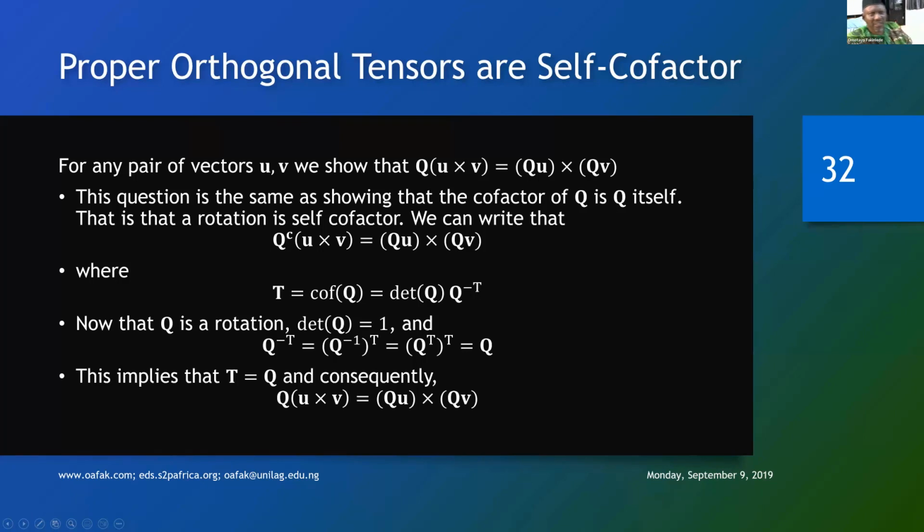So let us see one other interesting thing about orthogonal tensors. Another interesting thing about orthogonal tensors is that they are self-cofactor. If you are looking for the cofactor of an orthogonal tensor, its cofactor is itself. The cofactor of an orthogonal tensor is itself.